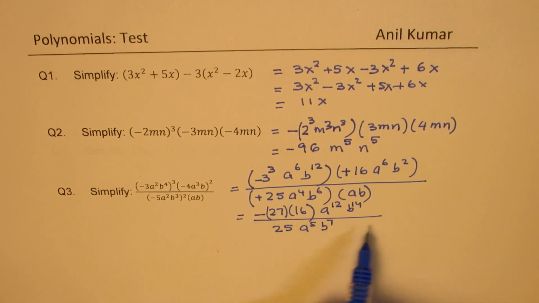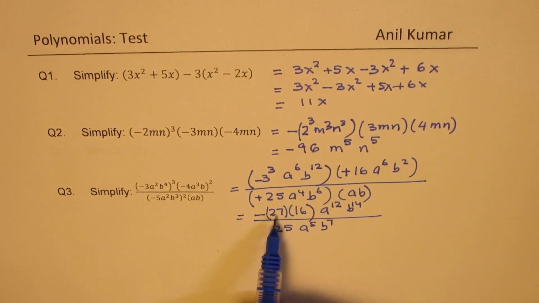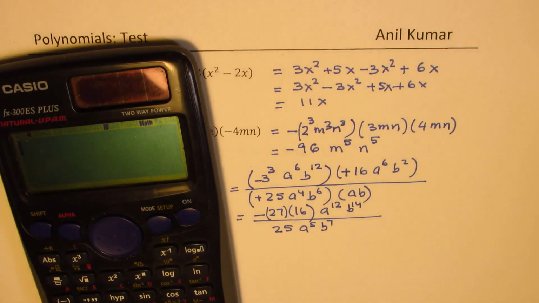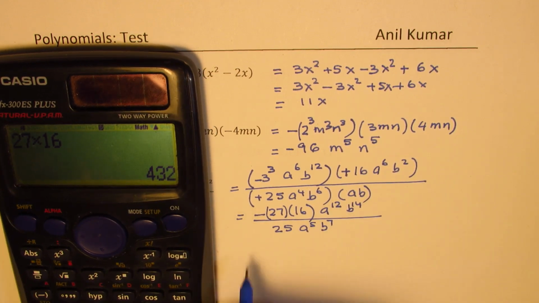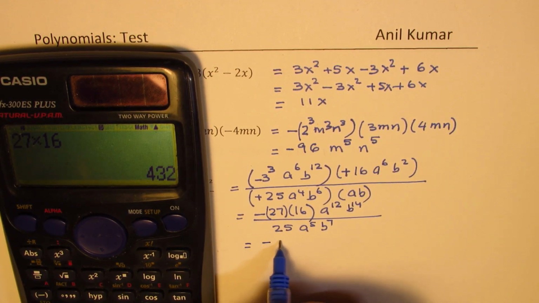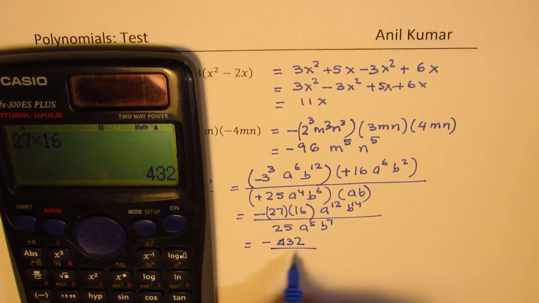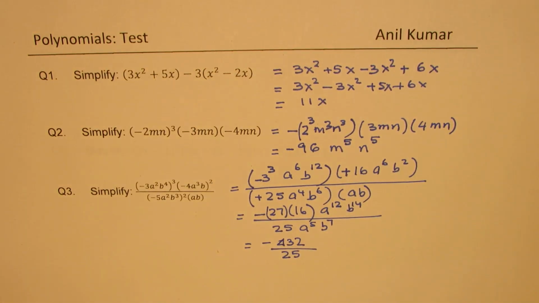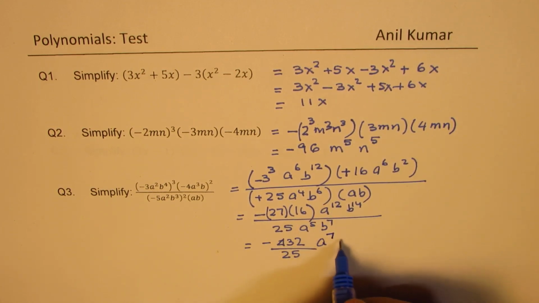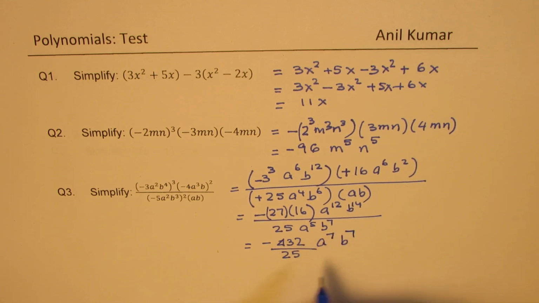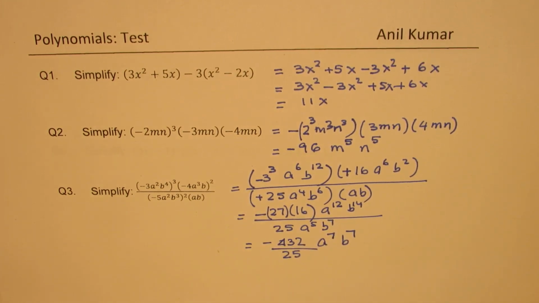Now, if the calculator is not allowed, you may just multiply 27 and 16. And if it is allowed, you can take the calculator and multiply 27 by 16, right? In this test, it is allowed. Okay, so we have this as minus 432 divided by 25. So those are the numbers, right? Now, as far as the powers of a is concerned, 12 minus 5 will give us a to the power of 7, and b, 14 minus 7 is 7. So that becomes our answer. Clear?